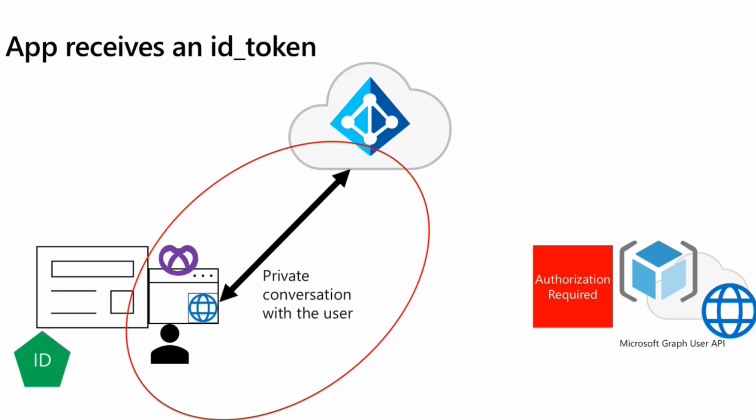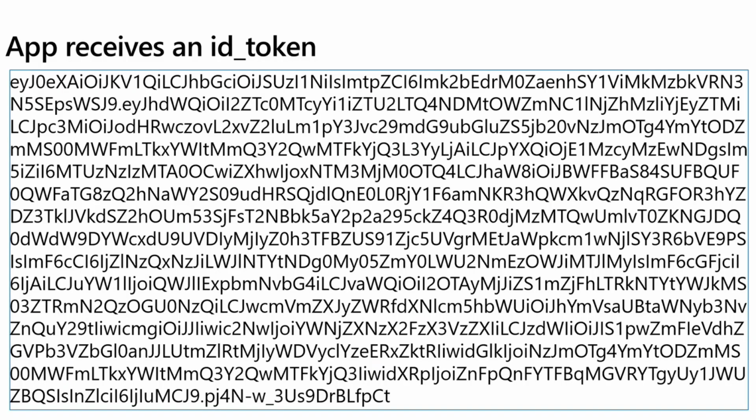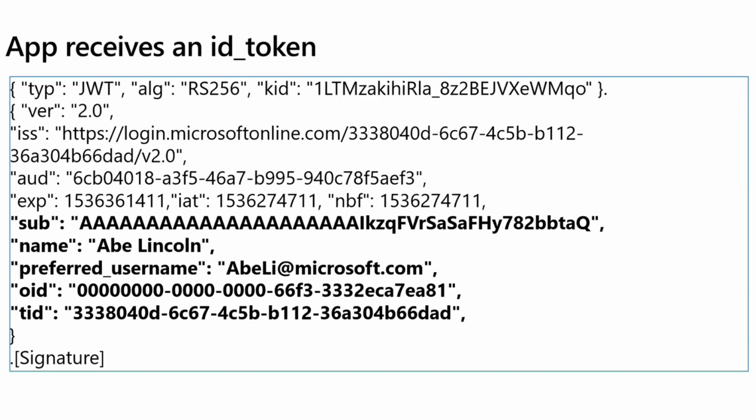So after authentication, you receive an identity token. This is what we call a JSON Web Token, and it's encrypted. This is so people can't intercept the token and try to change the claims. However, when we decrypt it, this is what the token looks like.